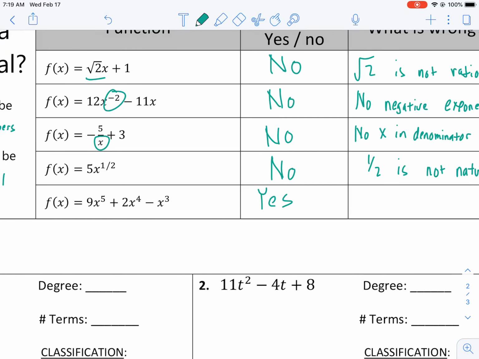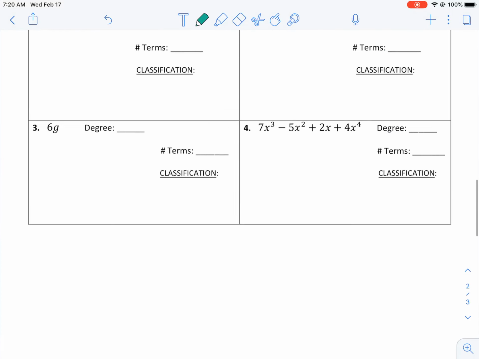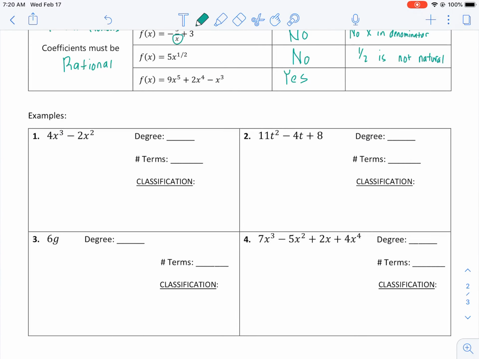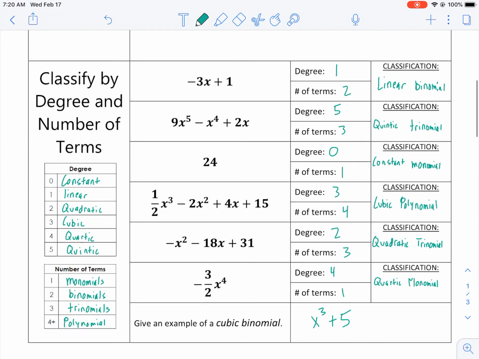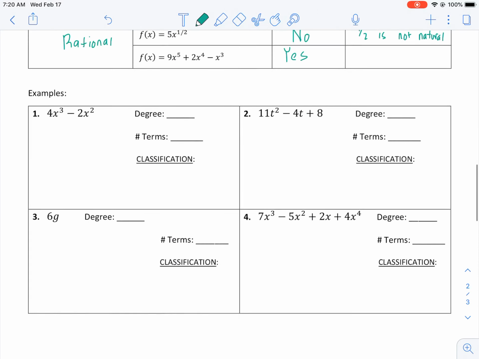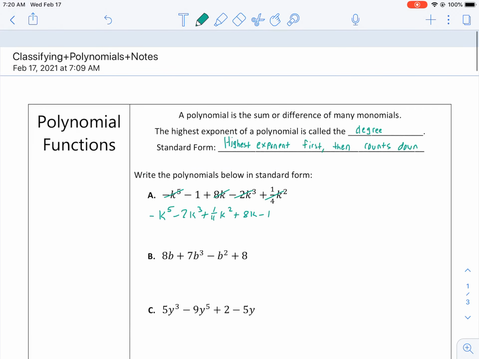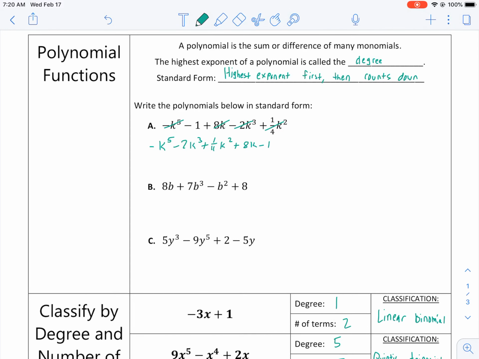You guys try these examples. These examples are the same ones as here that we just went over, so you get to try those on your own. Hopefully this wasn't too hard of a lesson. You just got to learn the things. You got to memorize it. That's really all there is to it. If you have any questions, let me know, and have a great day.